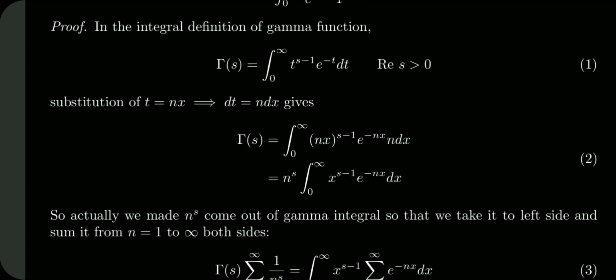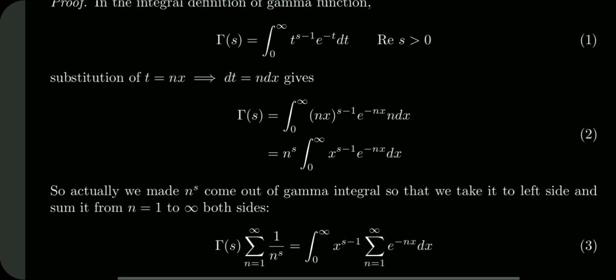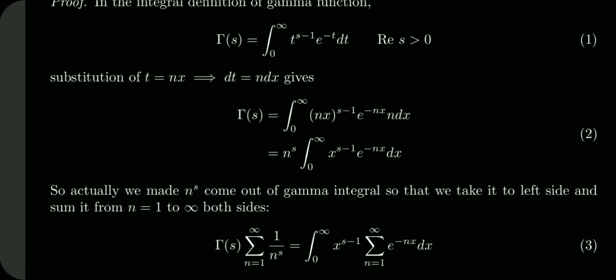And the thing that should be noted here is n to the s. This n to the s appears in the definition of the Riemann zeta function, defined for real part of s greater than 1. You will come to know what actually that is. So actually we made n to the s come out of the gamma integral so that we take it to the left side.